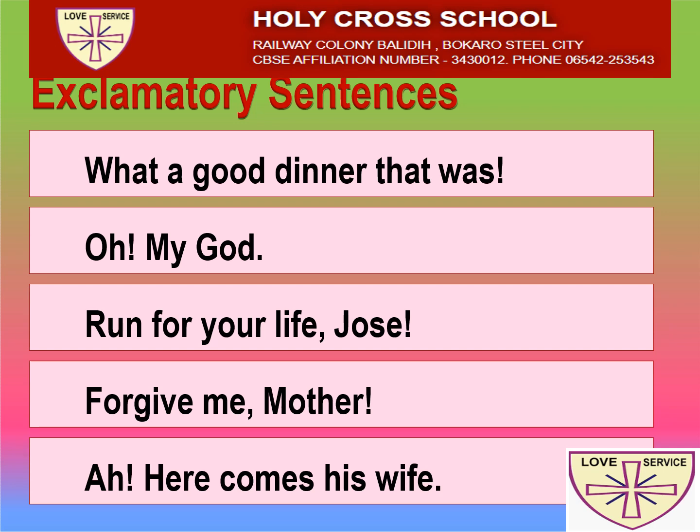You have seen in these sentences, a few sentences ended with an exclamation mark, and a few sentences ended with a full stop. For example, in the first sentence, what a good dinner that was. You are expressing your liking towards the food that was prepared. So that is why it ended with an exclamation. Next sentence, oh my God. So the expression oh itself is expressing your fear, your emotion. That is why an exclamation mark is put after the word oh. After my God, a period or a full stop is put. Next sentence, run for your life, Jose. Forgive me, mother. Ah, here comes his wife.